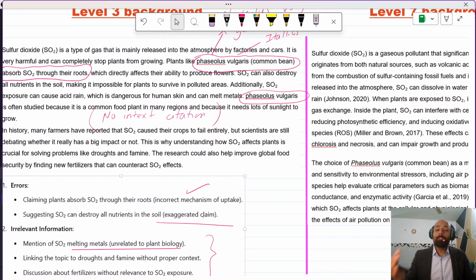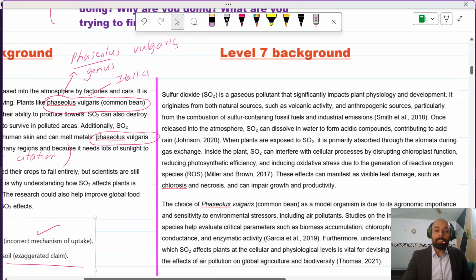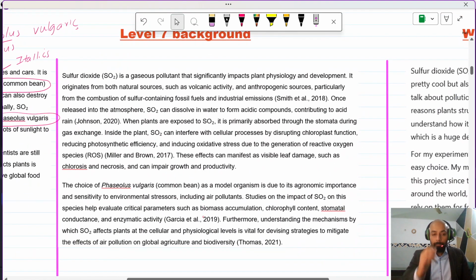Okay, here we have a level 7 paragraph. Let's have a glance at this paragraph. Sulfur dioxide is a gaseous pollutant that significantly impacts plant physiology and development. Now it originates from natural sources, and so on. And here is the main thing. Here is the reference over here. So the student has quoted a reference.